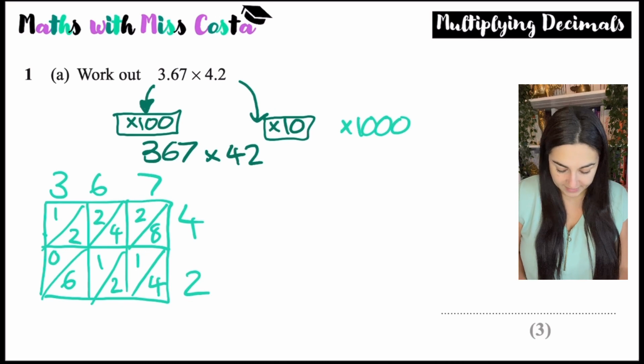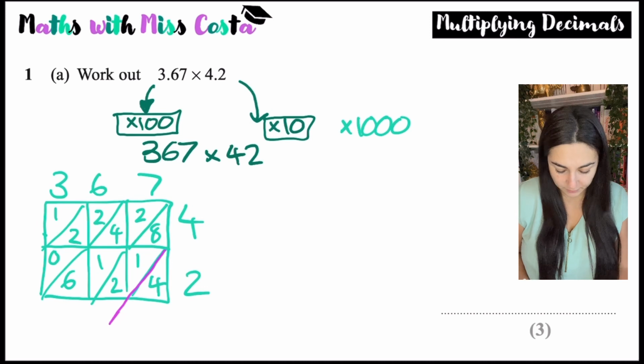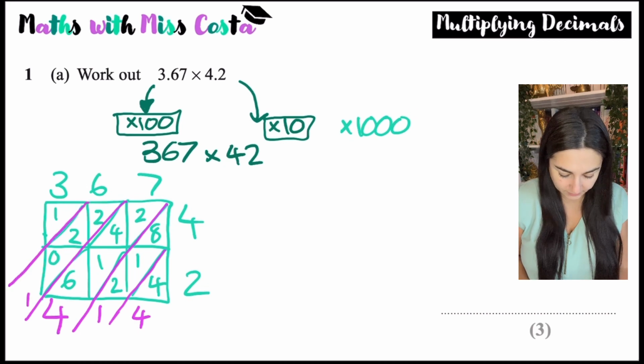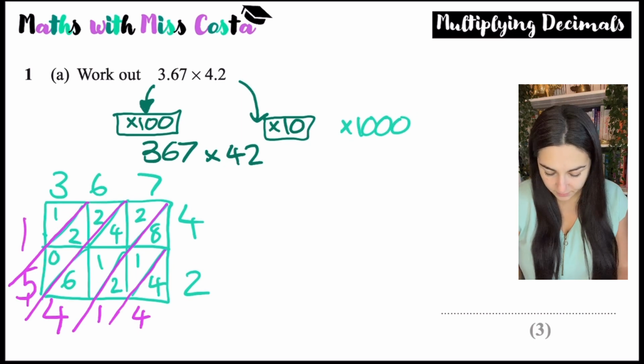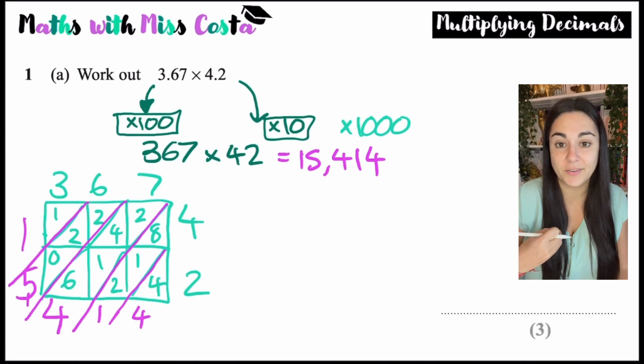Now, when we're using the lattice method, all we do is we add up going along the diagonal. So in the first one, I've got 4. In the second one, 8 plus 2 is 10 plus 1 is 11. In the third one, 6 plus 4 is 10, 11, 12, 13, 14. So you add the little remainder as well. 2 plus 2 is 4 plus 1 is 5. And we've got 1 left over. So 367 times 42 is 15,414. But that's not the calculation I was asked about.